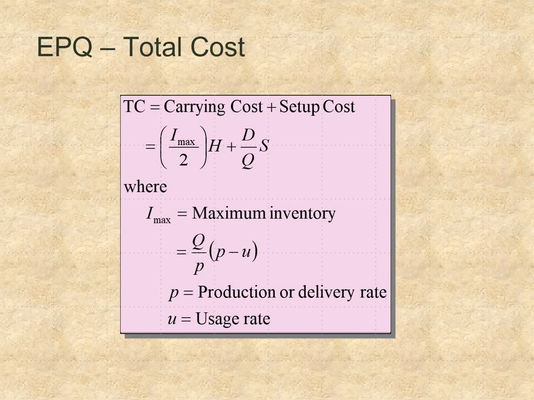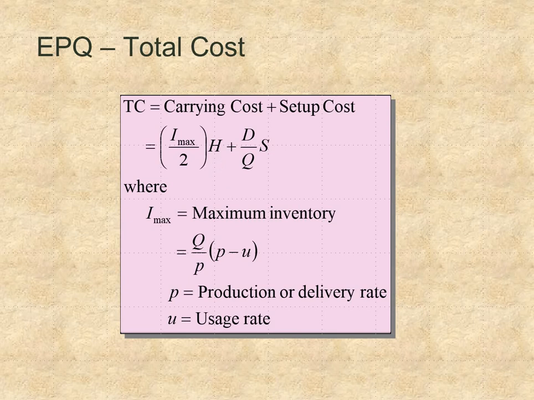Now, the carrying cost here is Imax divided by 2 times H. Imax over 2 is the average inventory level. As we did in the last EPQ model, it was Q over 2; here it's Imax over 2. It's the same idea. It's the average inventory level on hand times H, the holding cost.